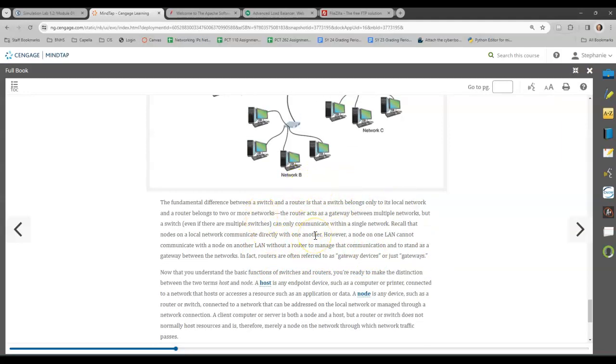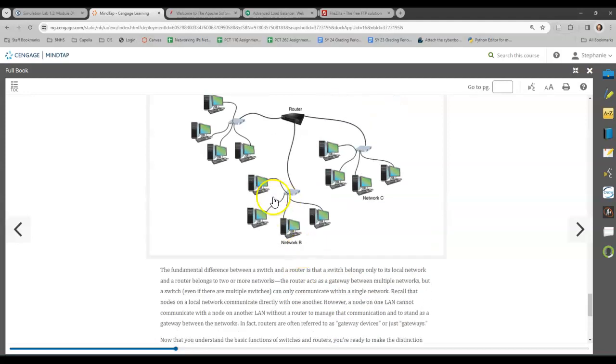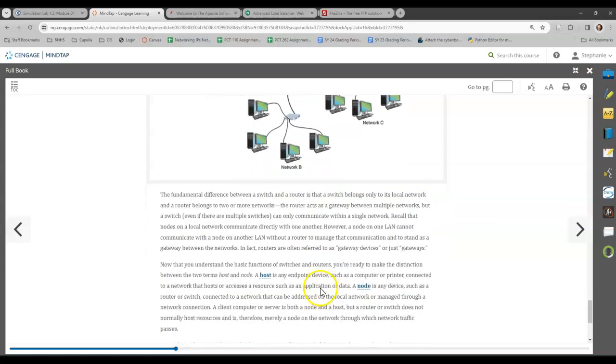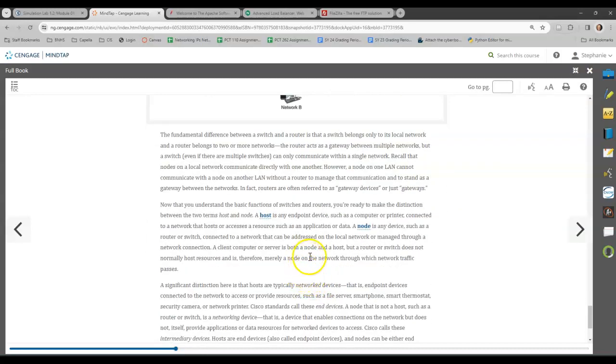A router might also be referred to as a gateway device or just a gateway. So when you go to your PC and you type in your IP address, subnet mask, there's also a gateway that you can plug in. So any of the PCs, their gateway is going to be the router interface. And that's what we learned in Cisco as well.